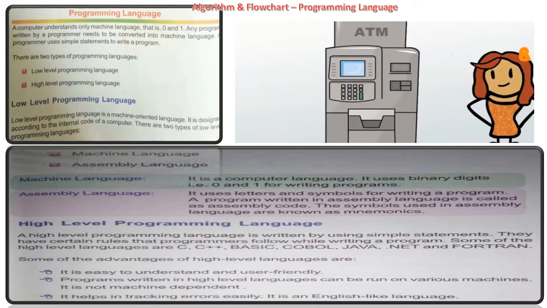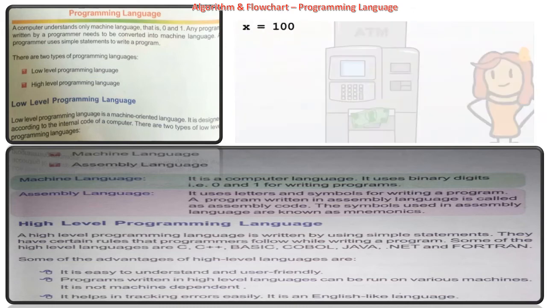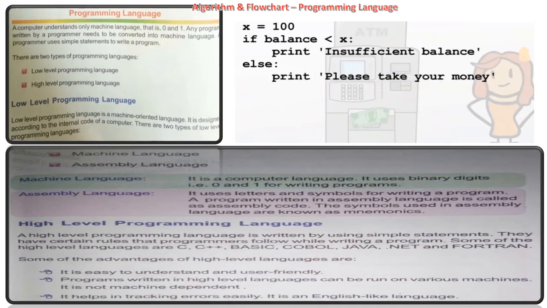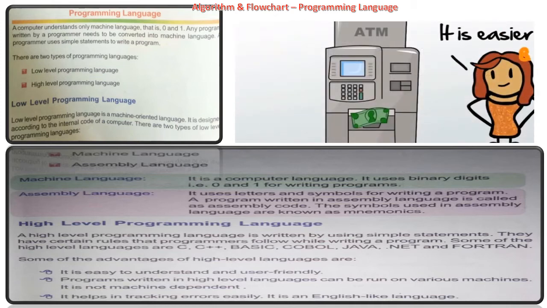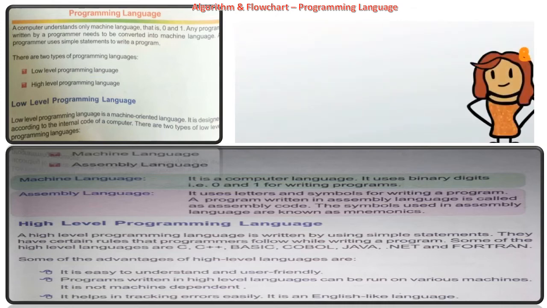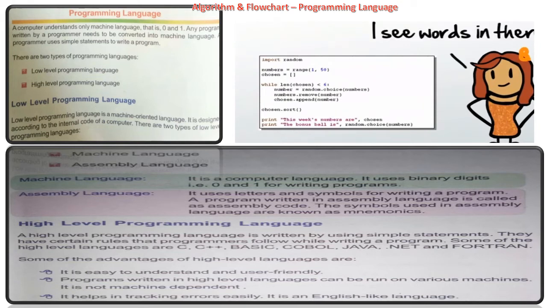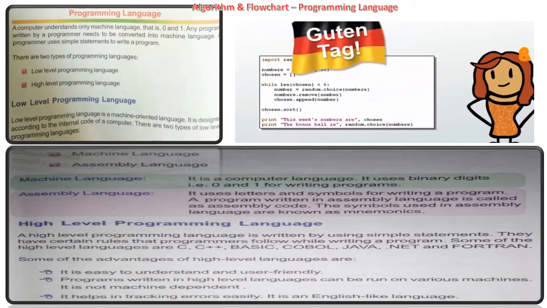Okay, understood? Next one, high-level programming language. A high-level programming language is written by using simple statements. They have certain rules that programmers follow while writing a program. Some of the high-level languages are C, C++, Basic, COBOL, Java, .NET and Fortran.